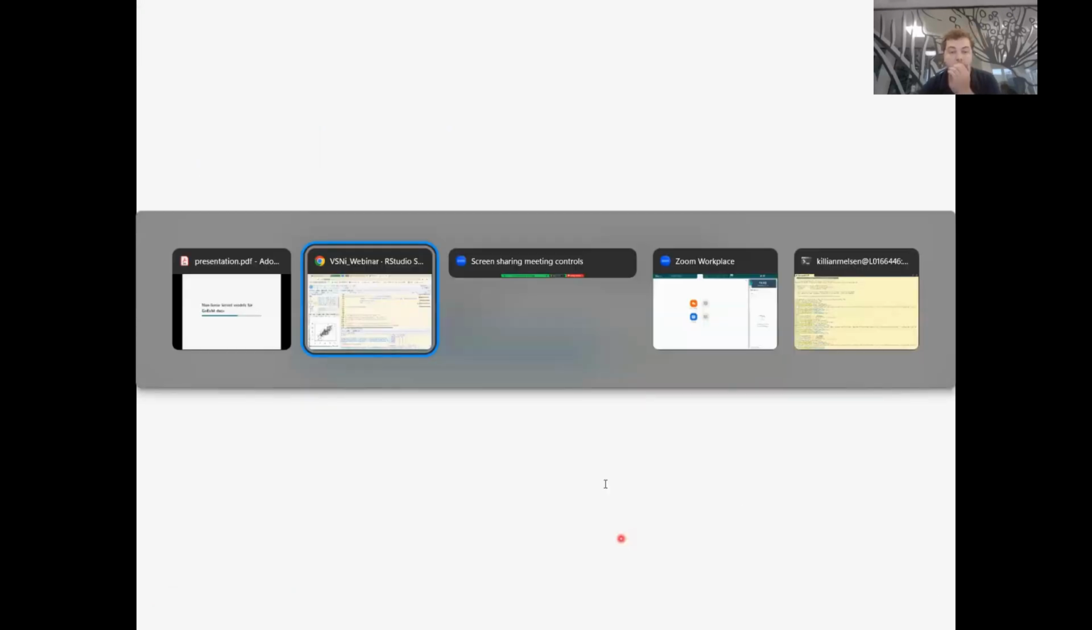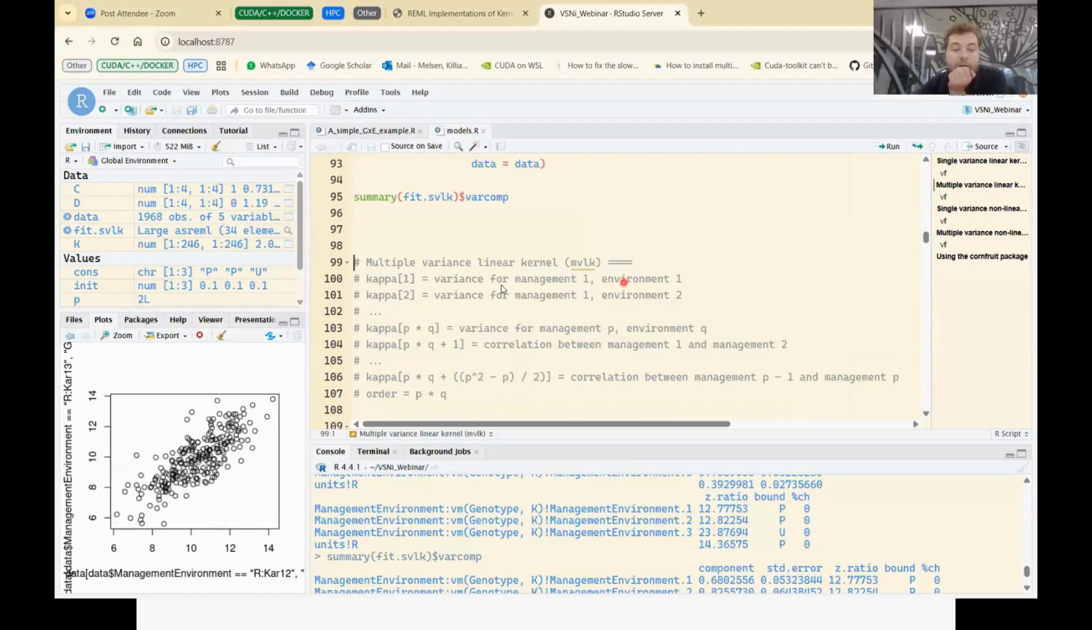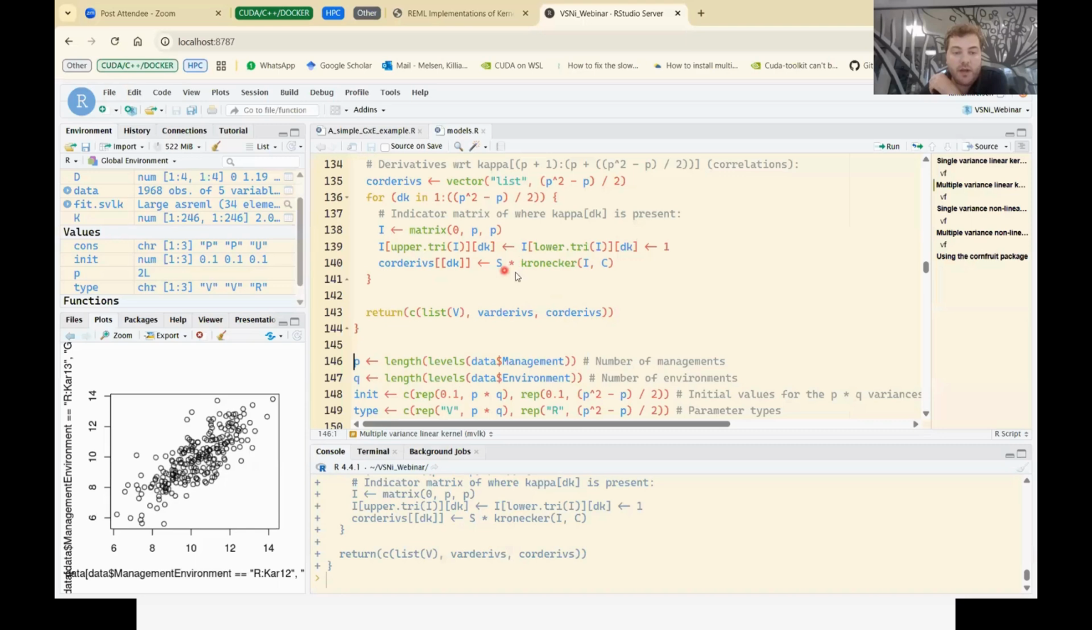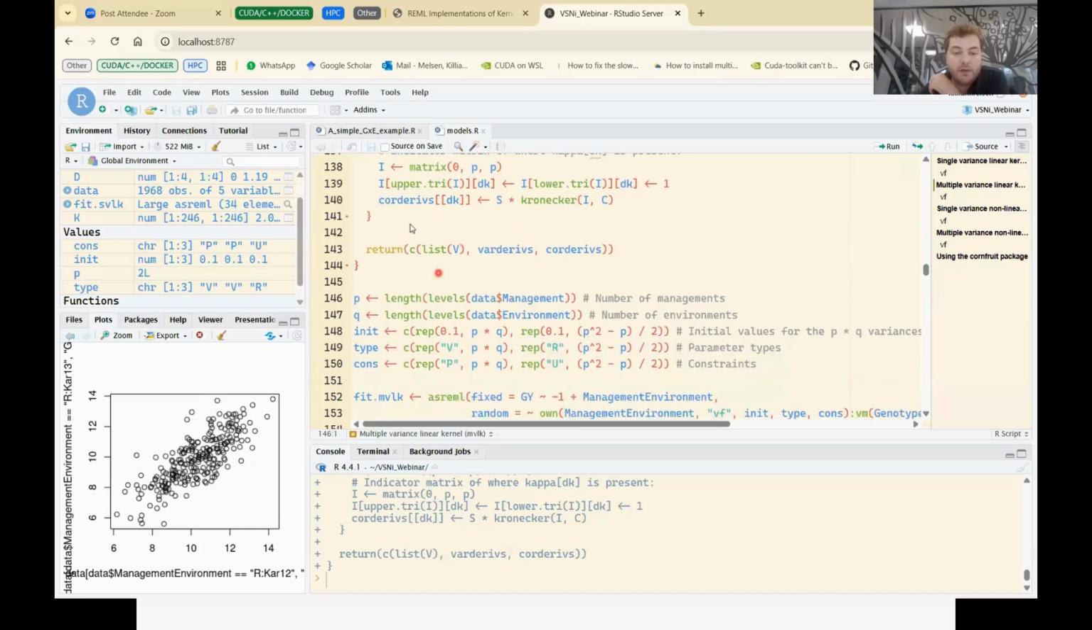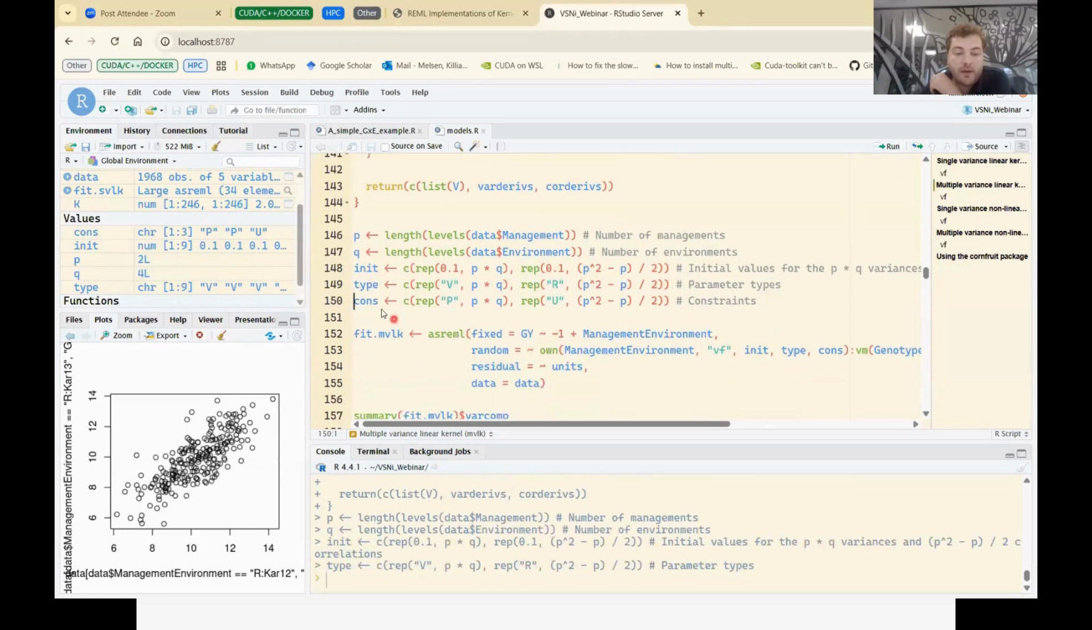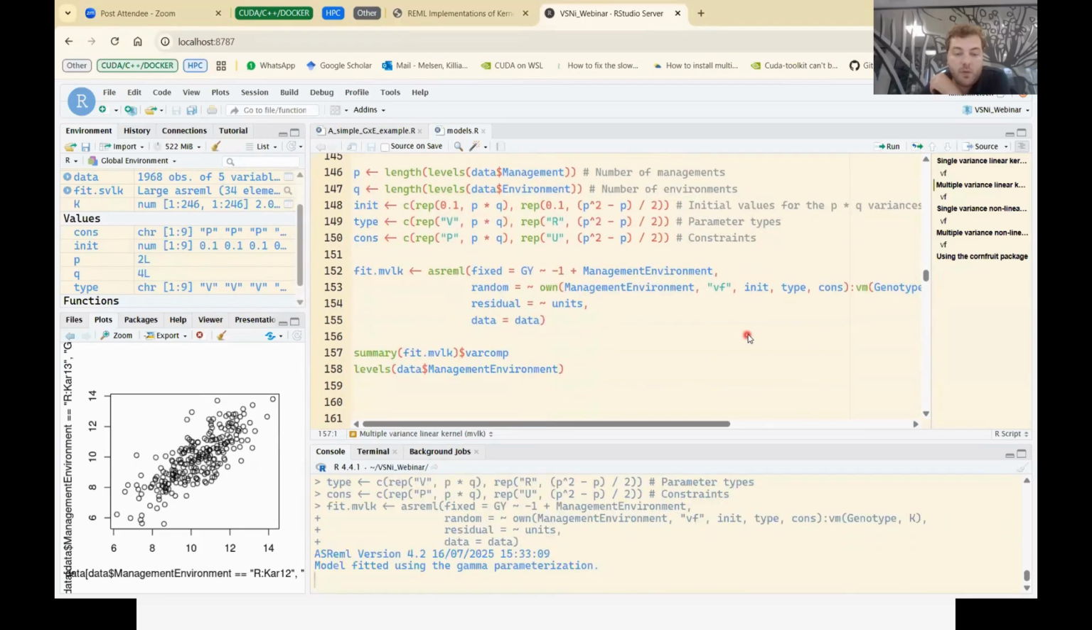So I can again just quickly show that in R. I won't go through the entire variance function again. It's similar, except that it has multiple variances now, which also means that we have more derivatives. So we'll specify the variance function, then we'll get the initial values, types, and constraints, and then we'll fit the model.